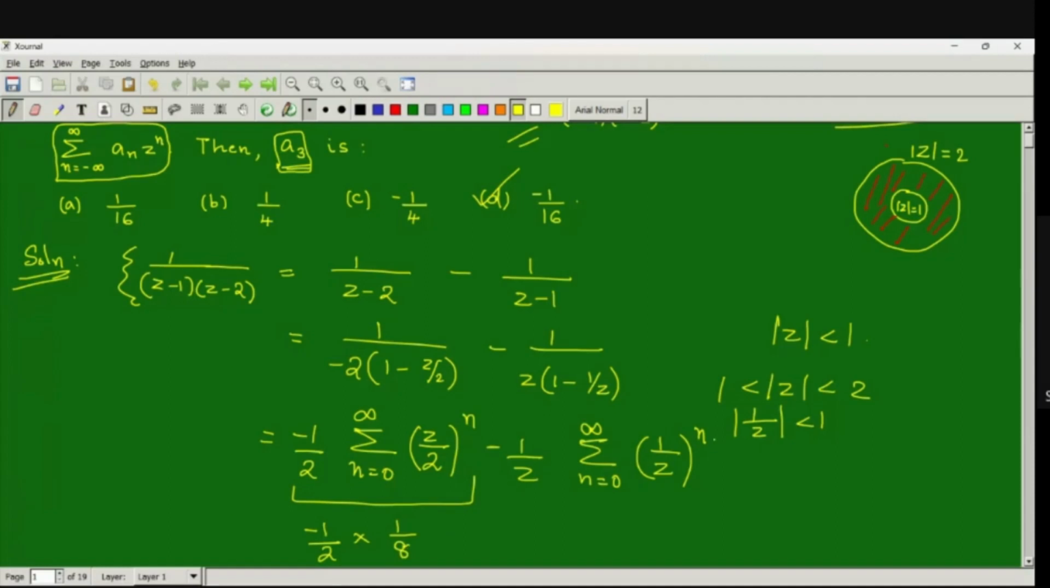Now, what is the coefficient of z cube in the other part? Remember, there is a z here, so we need to find the coefficient of z squared. In any case, it is 1. So this is minus 1.